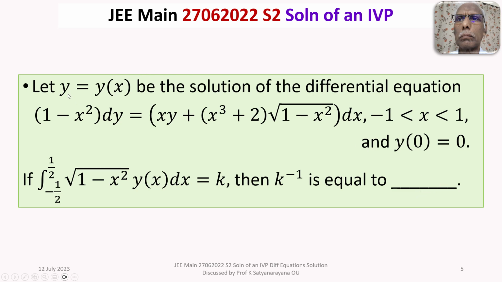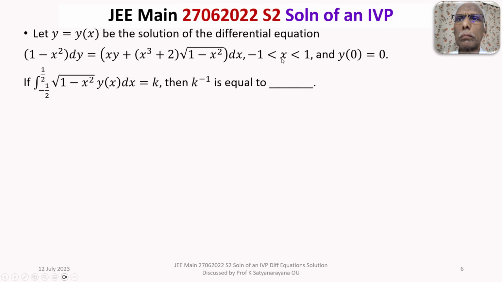So we are given that y = y(x) is the solution of this differential equation with this initial condition. If y(x) is the solution, you take that solution and put it in this integral, the integral from −1/2 to +1/2 of √(1 − x²) times the solution y(x) dx. If that is equal to k, we are required to find the value of k inverse. That's our given question. We now discuss the solution of the problem in detail.